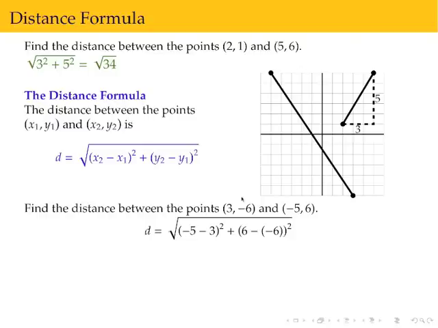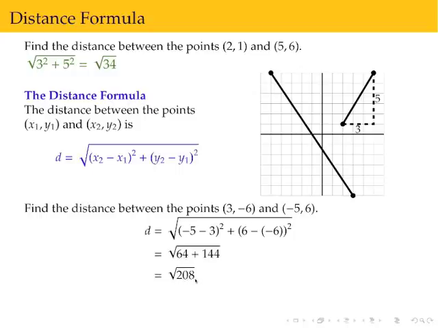(x2 - x1) squared plus (y2 - y1) squared, and then take the square root of the whole thing. When I calculate these, well, this is negative 8 squared is 64. Positive 12 squared is 144. And when I add those together, I get 208.